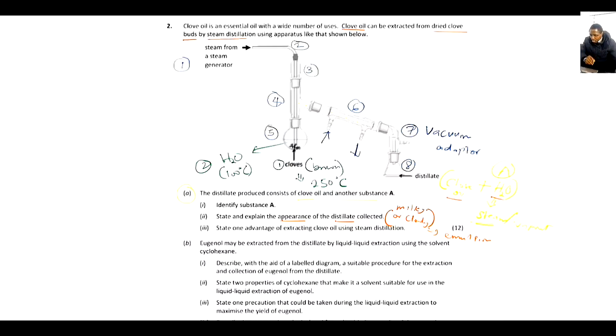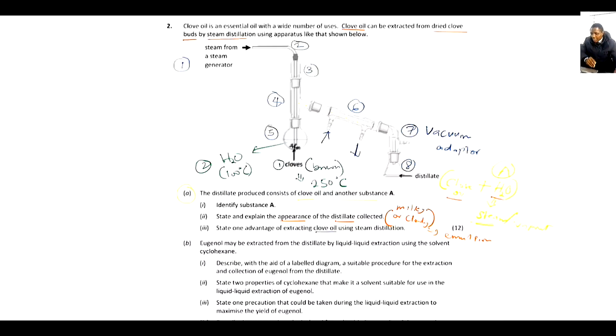So this is the way you can describe the appearance of the product obtained from the distillate. Don't forget, when you steam the clove in water, you get your product at 100 degrees Celsius, and the appearance looks like a milky or cloudy solution, which is called an emulsion. Now, state one advantage of extracting clove using steam distillation.